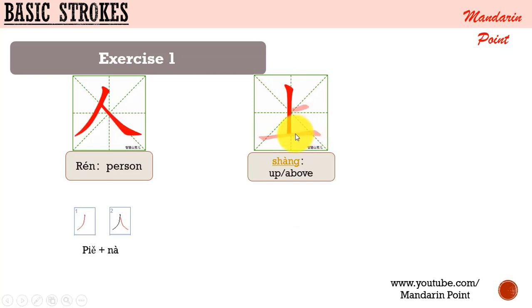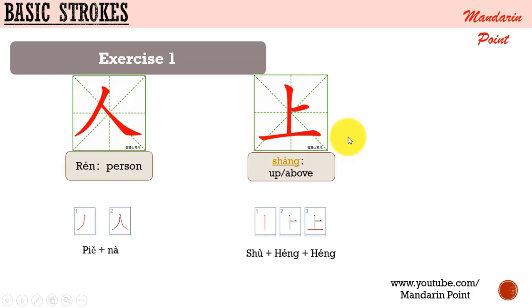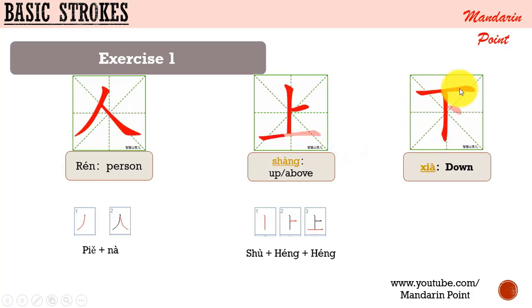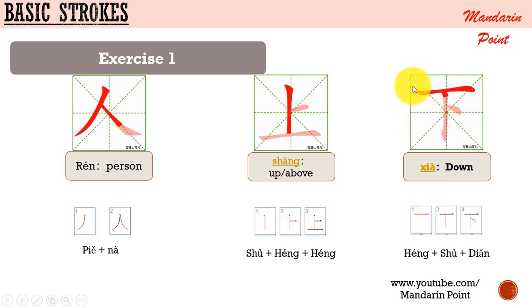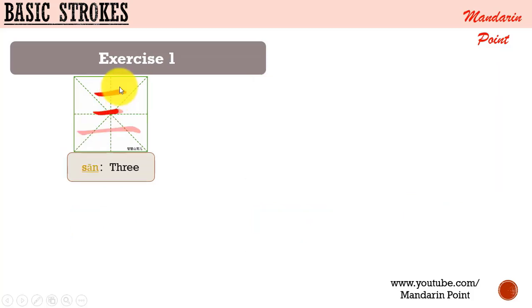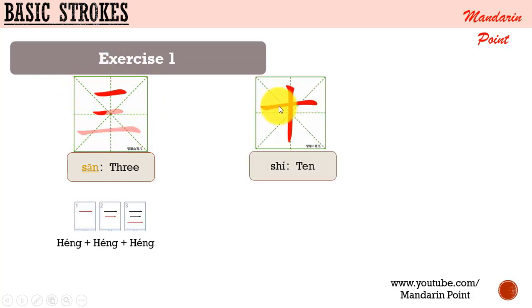It is shang, meaning above or up. It has 3 strokes, 1, 2, and this 3. This is a vertical stroke, this is horizontal, and this is horizontal. Simple. Shu plus heng plus heng. This one is also very simple. A horizontal stroke, a vertical stroke, and a dot stroke, right? In other words, heng, shu, and tian. It is very simple, just 3 horizontal lines. It is very simple as well, just 2 simple strokes, this and this. Heng plus shu.